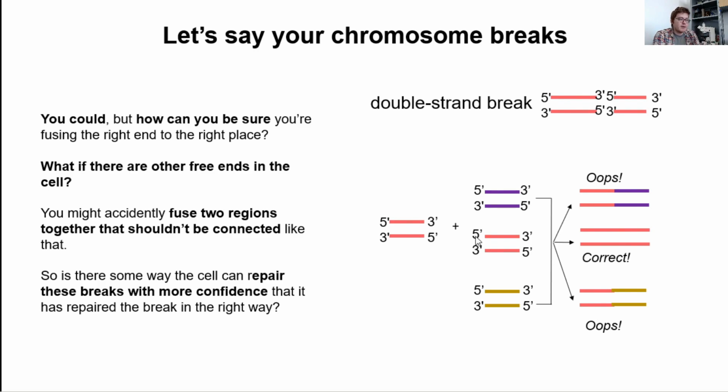So is there some way that the cell can repair these types of double strand breaks with more confidence so that it can be very sure that it's repairing these breaks in the right way and not accidentally making these purple pink mashup strands like you see here?